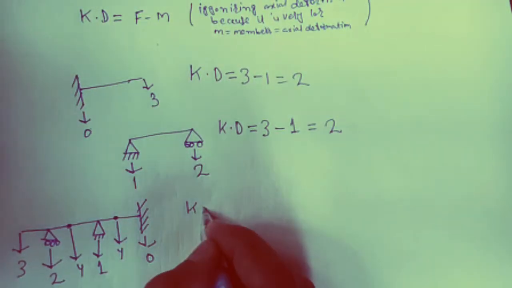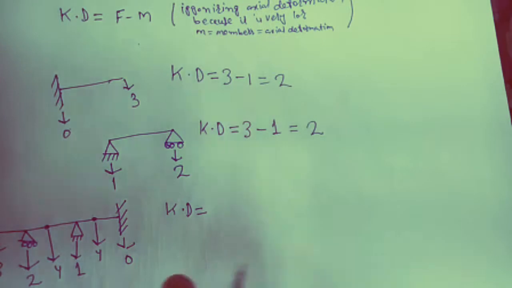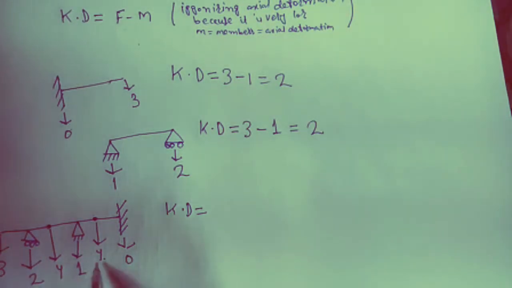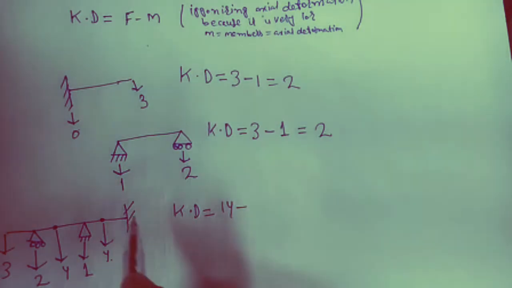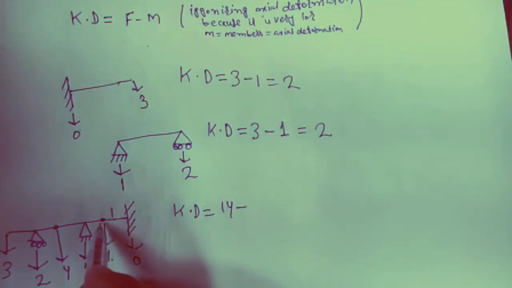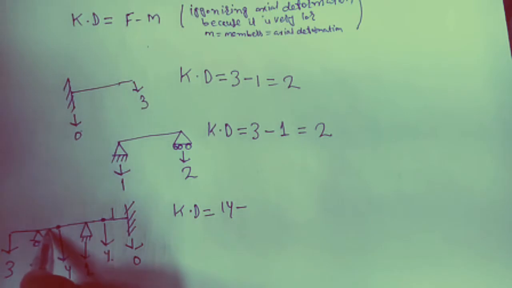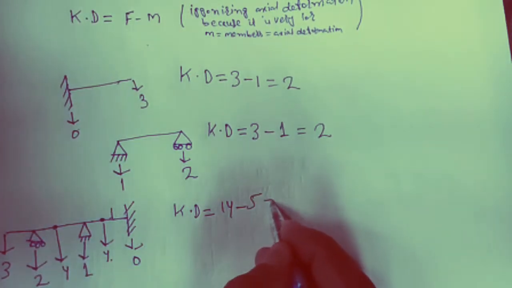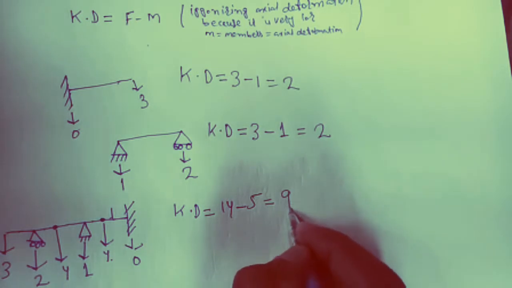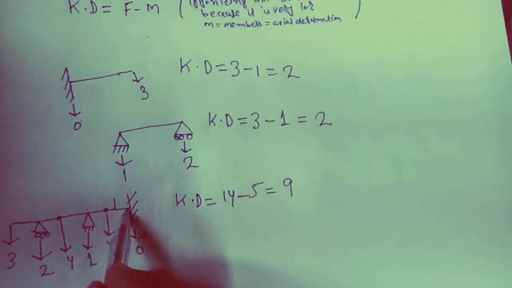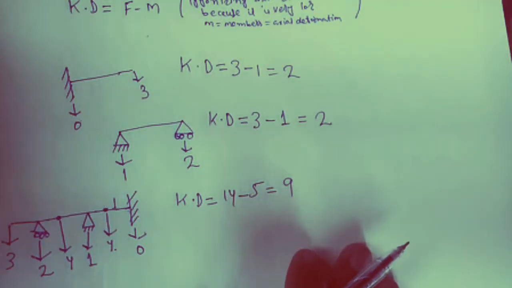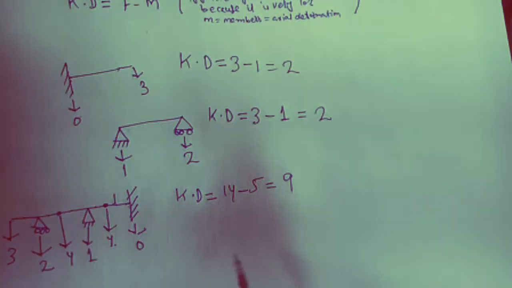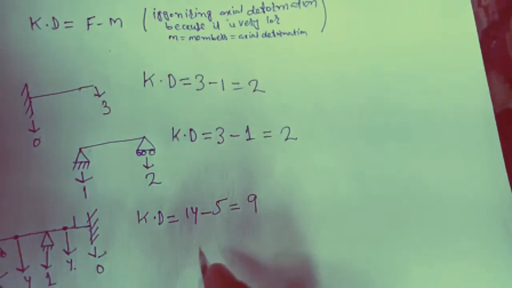So kinematic indeterminacy equals total degrees of freedom, that is 4 plus, that is 8, 9, 10, 11, 12, 13, 14, that is 14, minus the total number of members. Here it is 1, 2, 3, 4, 5 members, minus 5, that is 9, because between any hinge and any support, or between any two supports, it is a structural member. Now let us take another example.